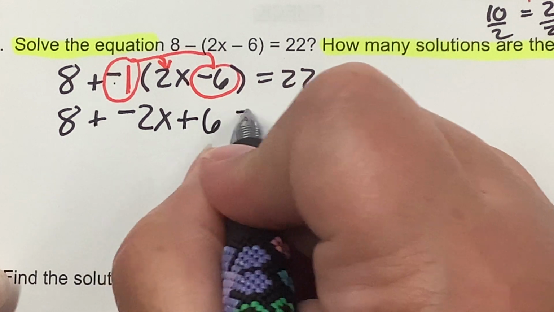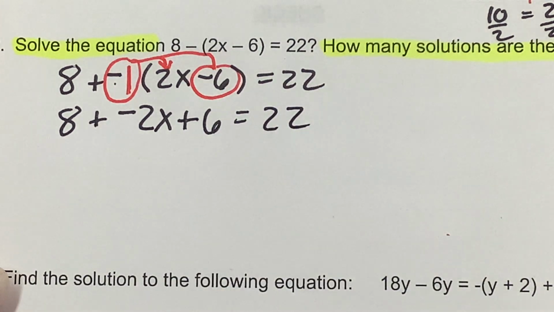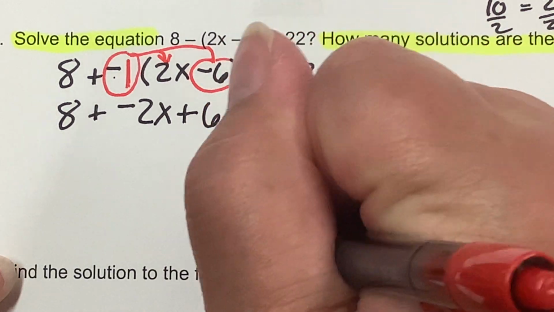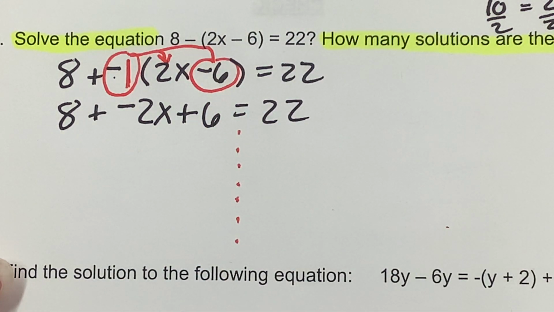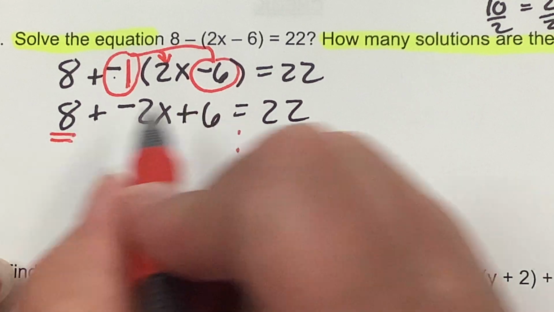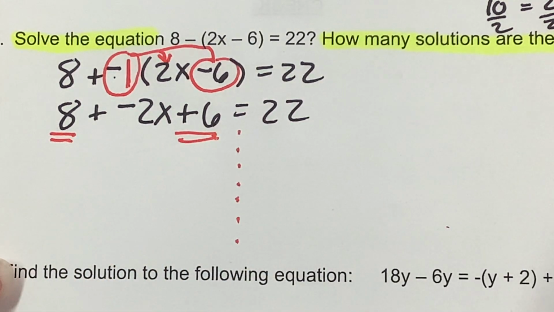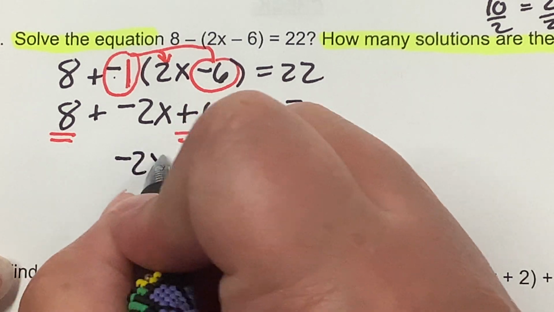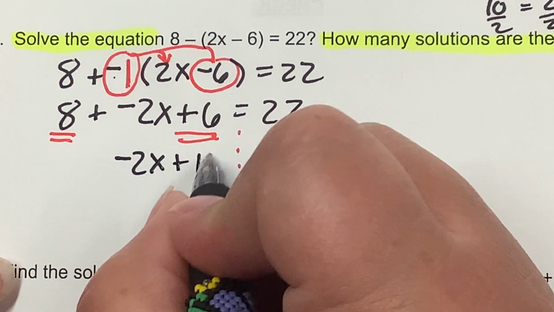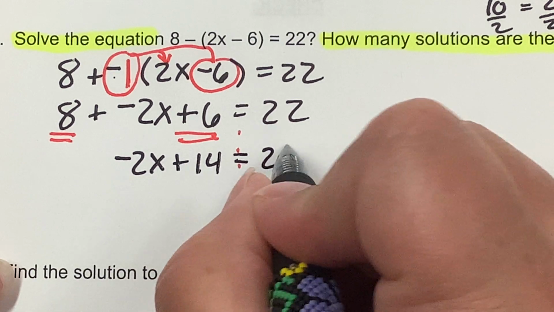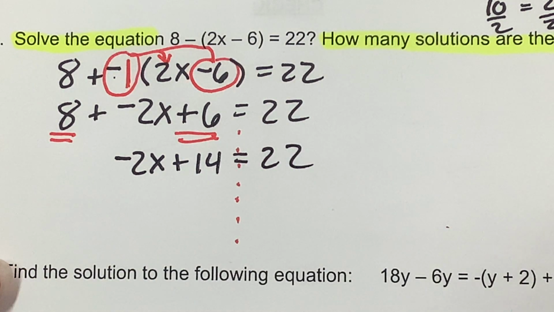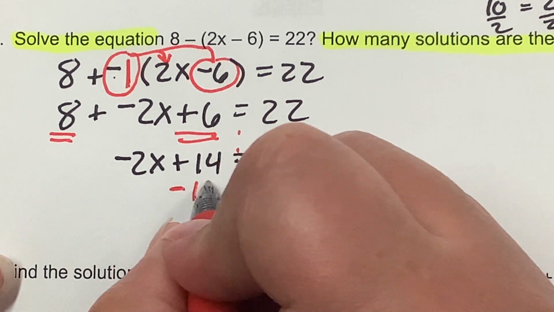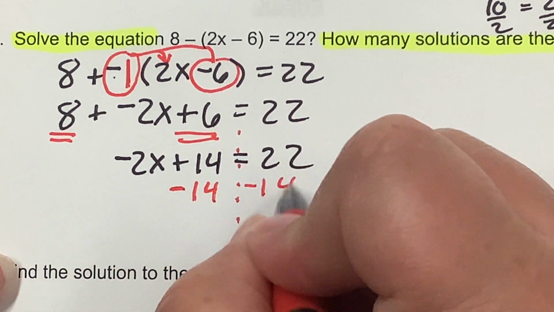positive 6 equals 22. Now I can combine like terms, so I got to put my little dot, dot, dot thing here. And on the same side of the equal sign is 8 plus 6. Okay, nothing happens to the negative 2, I just keep it. But 8 plus 6 is 14, and that equals 22. Now, to get to the opposite side, I have to do the inverse operation, so minus 14 from both sides.